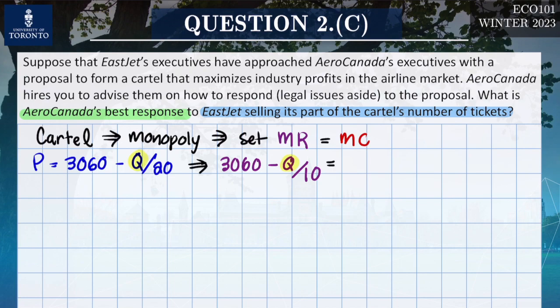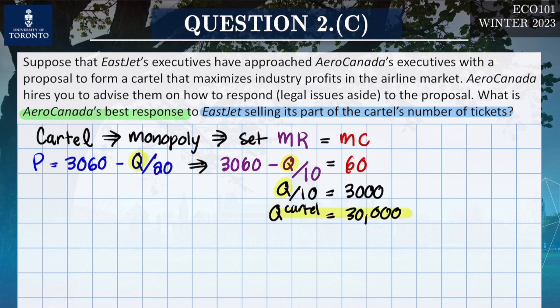We set that equal to the marginal cost, which is 60. So we just have to solve for the quantity in order to get the quantity that a cartel would produce. So we can start by subtracting 60 from both sides and multiplying by -1. We get that quantity of the cartel divided by 10 is equal to 3000. And to solve for Q, we can just multiply both sides by 10. So we get that the cartel's quantity is equal to 30,000 tickets sold in one day.